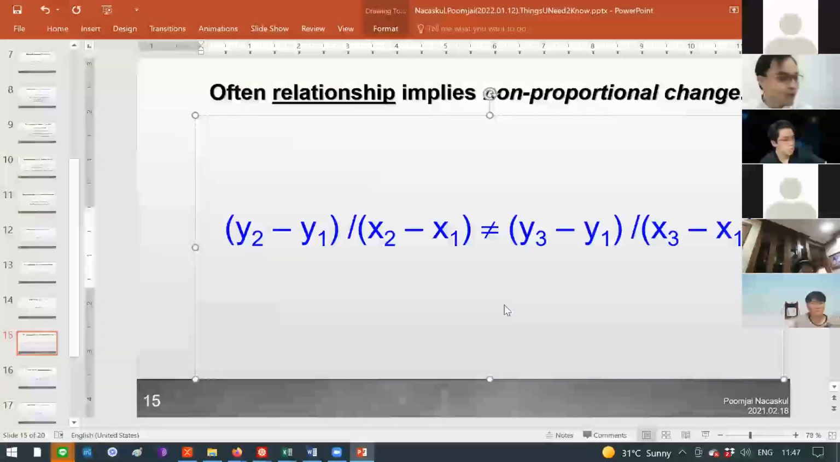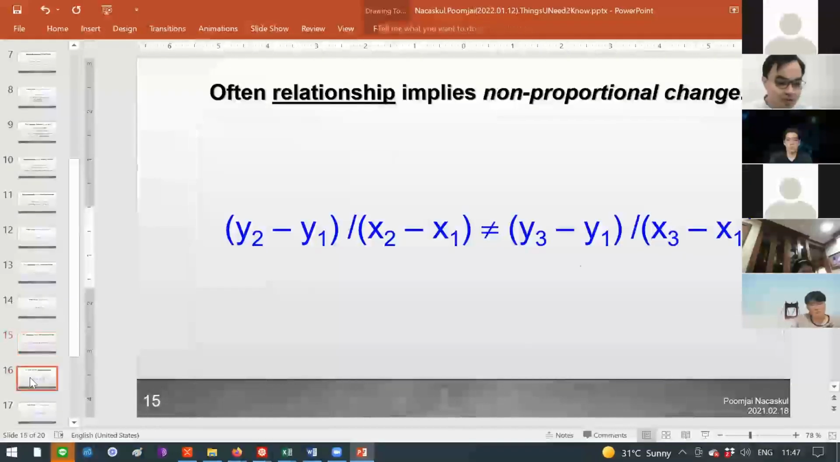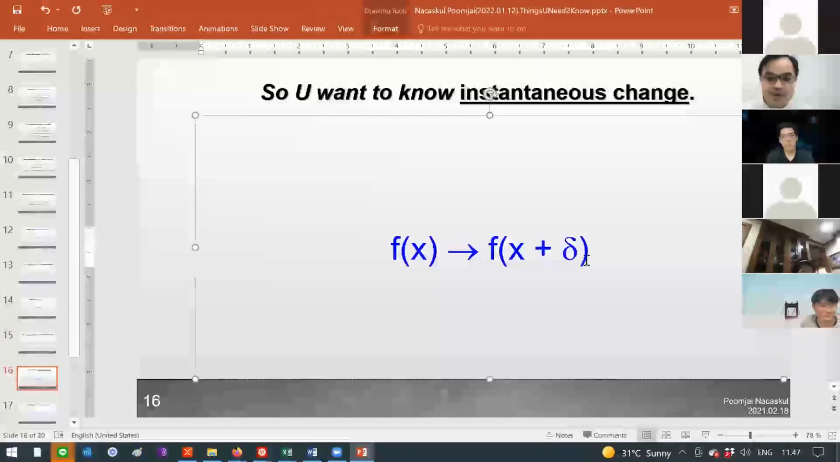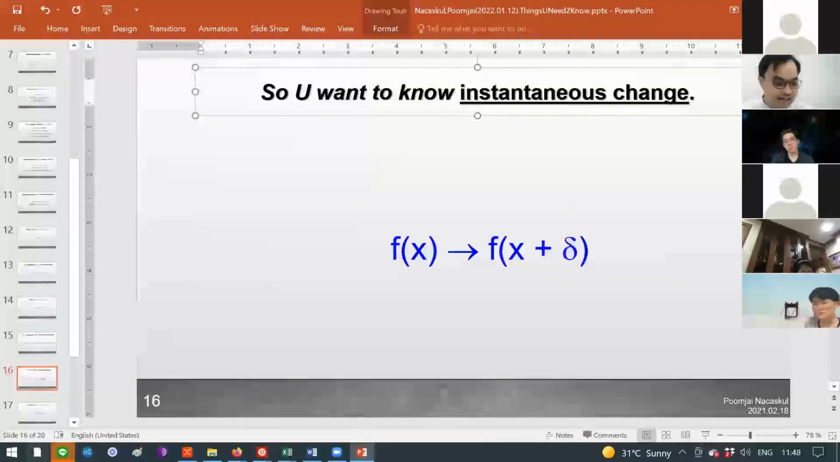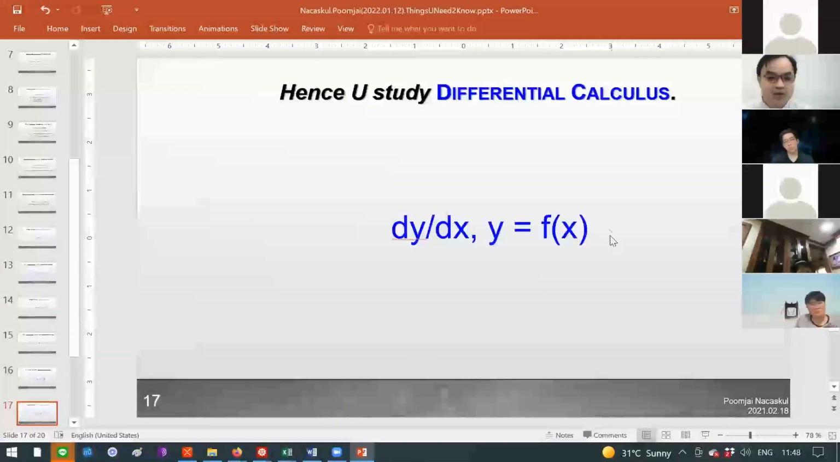So what you want to do is instantaneous change, right? Change in Y per change in X, but not over a long average of 1 year, but instantaneous. You want to know how it changed, not from 1 year to the next, but from 1 year to the next breath. So you want instantaneous change. Hence, you study differential calculus.